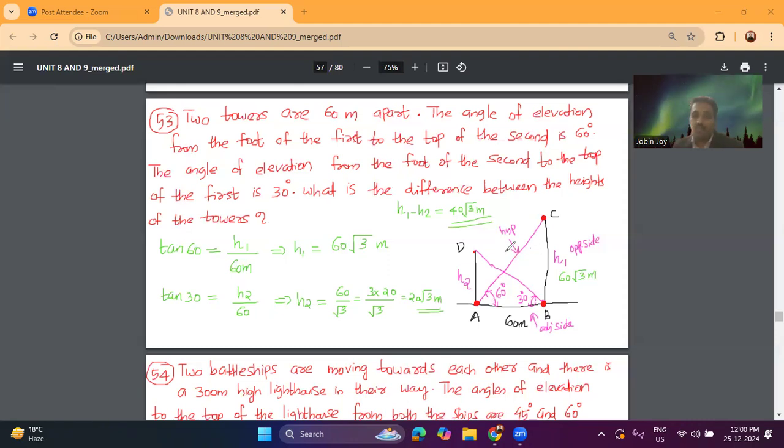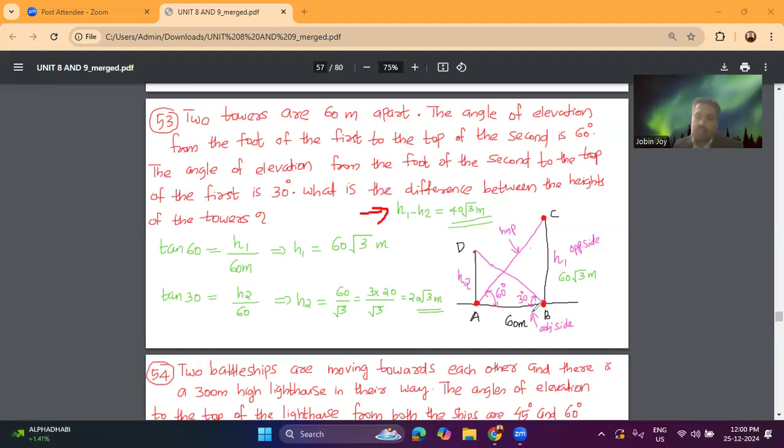What is the difference between the heights of the towers? Okay, so first I will mark this height as h1 and this height as h2. So the question is, you have to calculate h1 minus h2. What is the difference between the heights of the towers? First you calculate h1 and h2. So you can apply tan 60 and tan 30. Why tan 60 and tan 30?